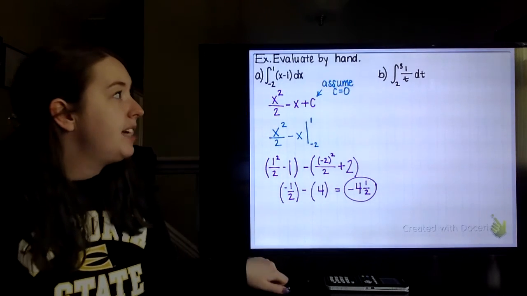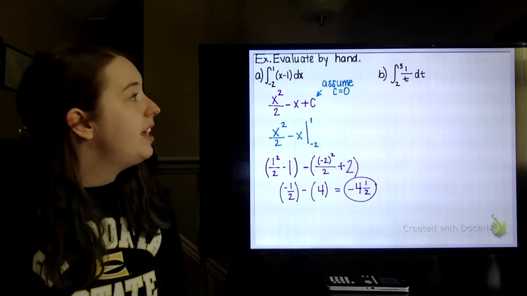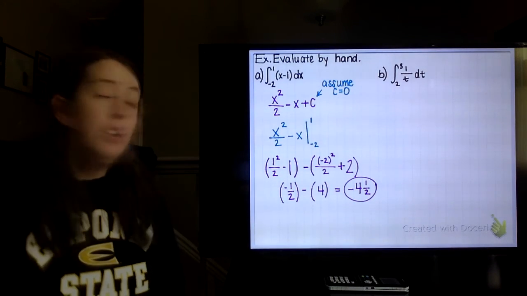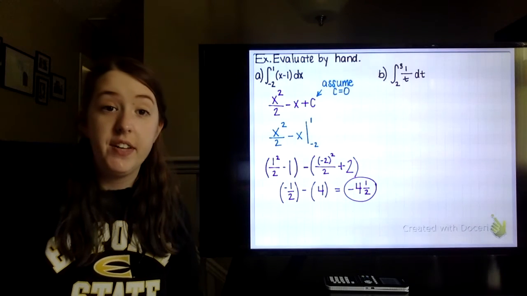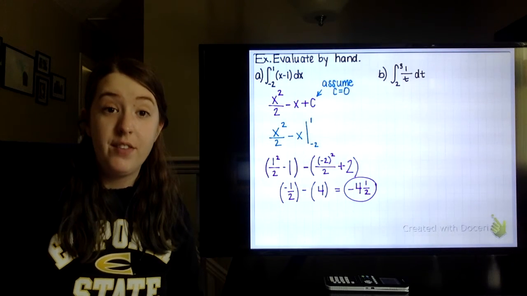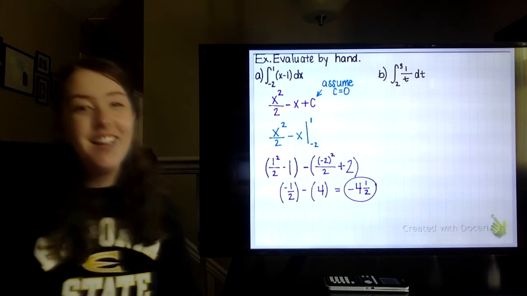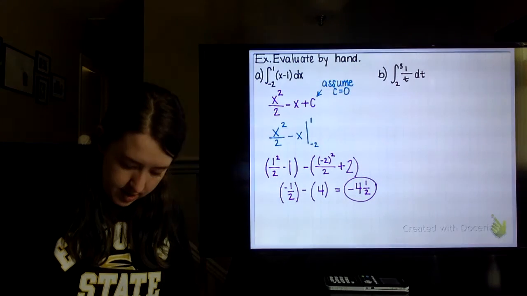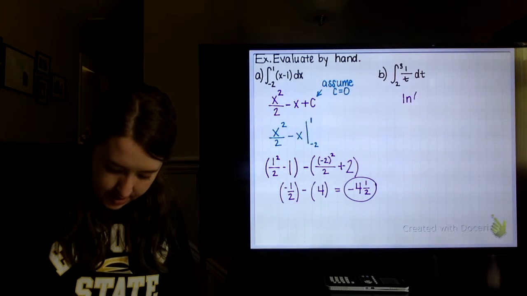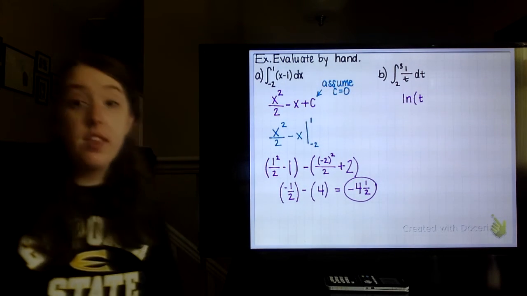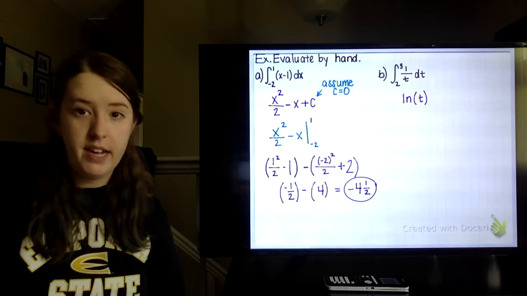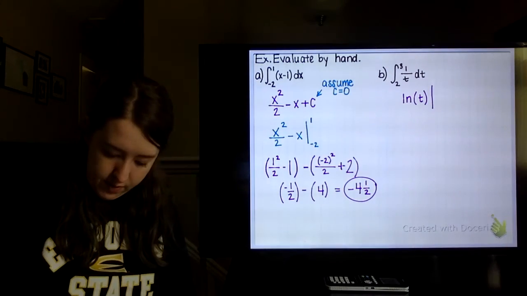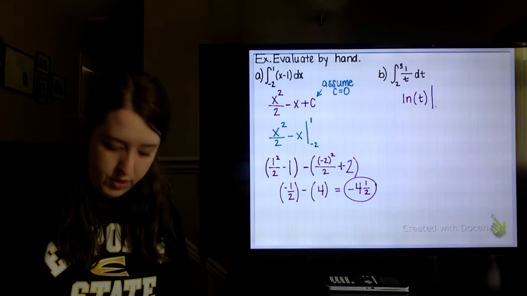Okay, here we go. Next one. We have the integral from 2 to 3 of 1 over t dt. So the first thing we have to do is figure out what is the antiderivative of 1 over t. The antiderivative of 1 over t is the natural log of t. And then technically plus c, right? But we don't have to worry about that right now. And then we need to evaluate from 2 to 3.